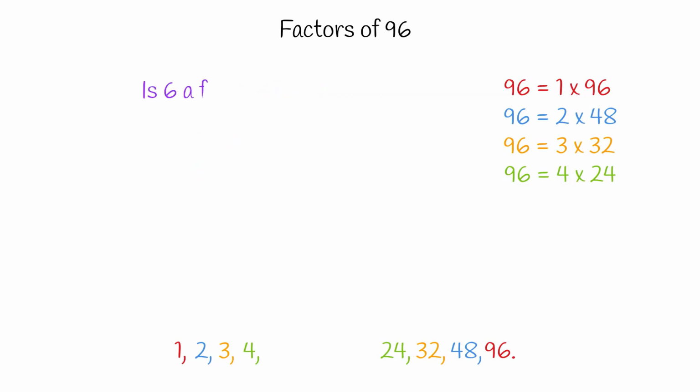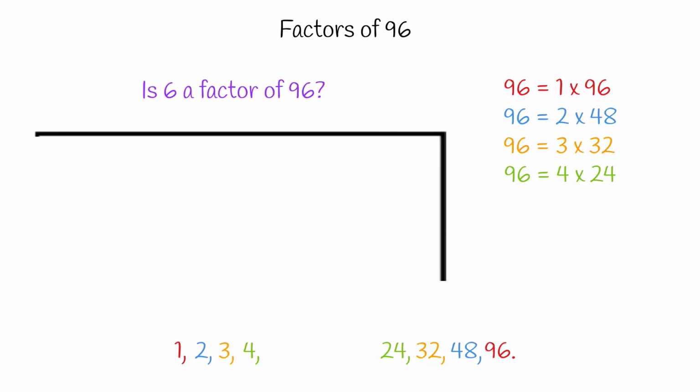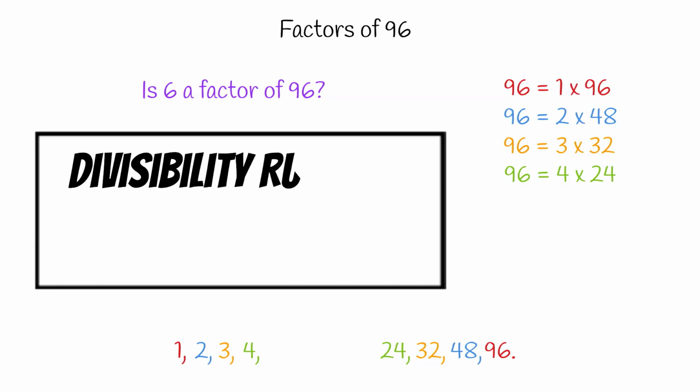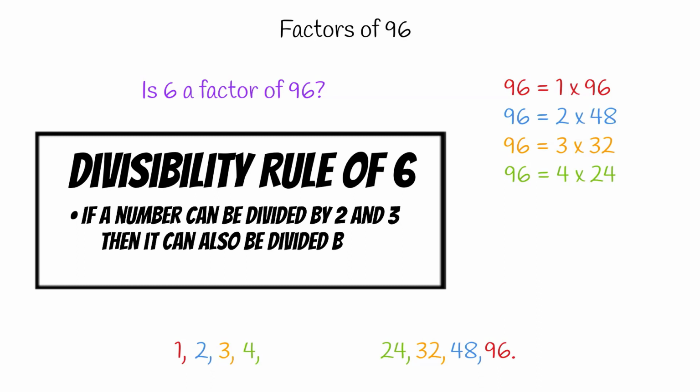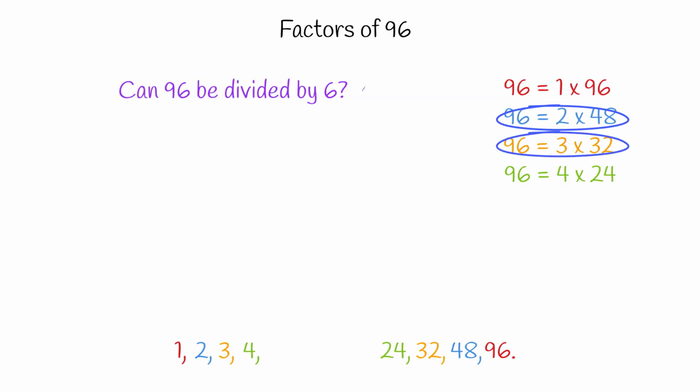Now we'll check whether 6 is a factor of 96. The divisibility rule of 6 is an easy one to remember. If a number can be divided by 2 and by 3, then it can also be divided by 6. We already know that 96 is divisible by 2 and 3 because we worked that out before, so 6 is also a factor of 96.